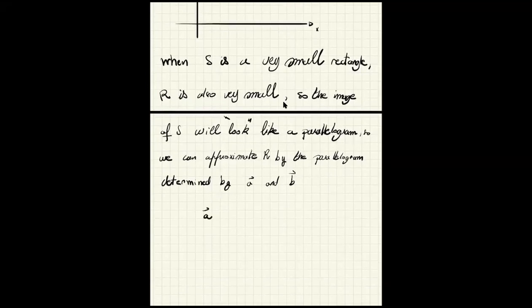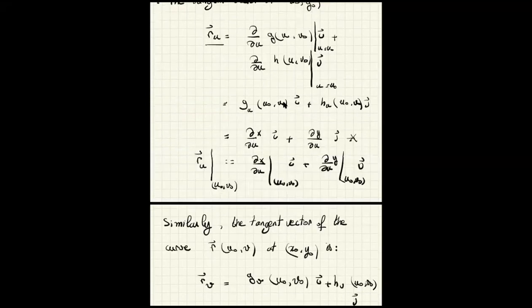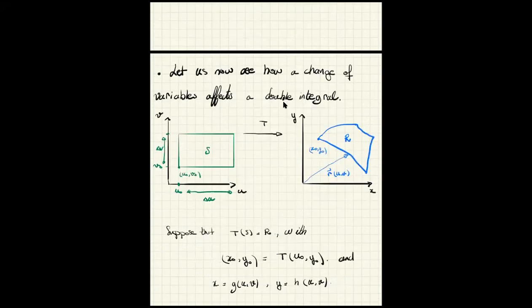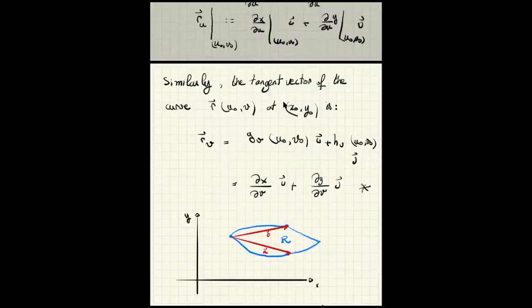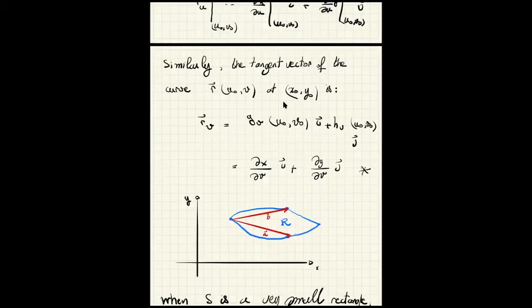What is A? A is the vector R, the image of the point U0 plus delta U, V0, minus R of U0, V0. Okay, let me go back here and just take a screenshot so you can understand what I'm doing here.